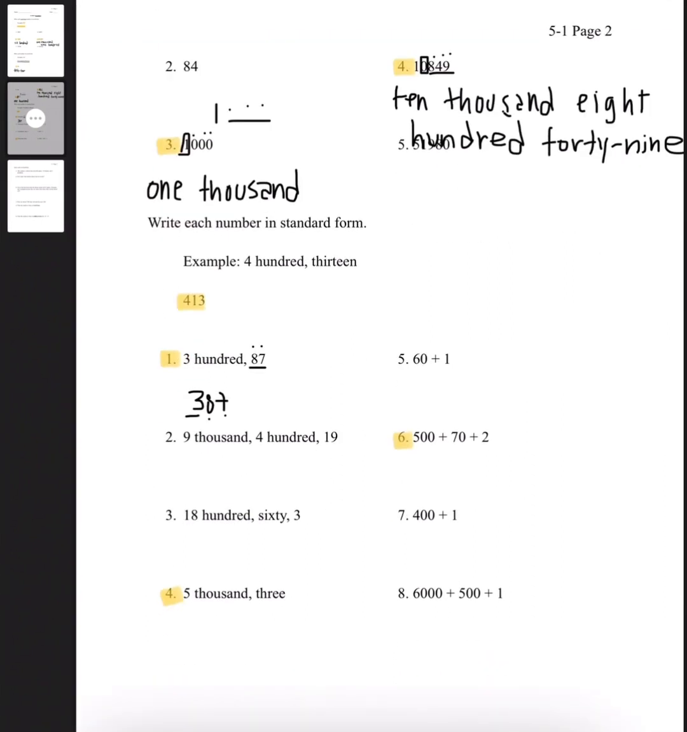Number 4 tells us 5,003. And like I said, a thousands place has 3 things behind it. So 5 will have 3 things behind it. It doesn't tell us the hundreds place and the tens place, so it'll just be 0 and 0 in the hundreds and tens places, and the 3 is in our ones place, so it's 5,003, and that'll be our answer. Number 6 is just adding these 3 numbers, 500 plus 70 plus 2. If we add it, it'll just be 572, and that'll be our answer.